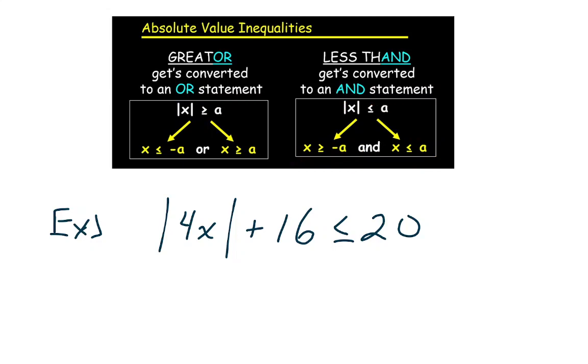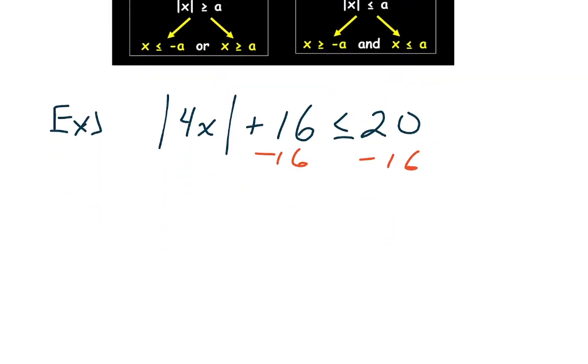What we see here is the absolute value of 4x plus 16 is less than 20. But more importantly, right now we see this absolute value is not isolated. You always want to isolate the heart of the equation. The heart of the equation is the part that's got the function. Again, in this case, it's the absolute value. So before we do any funny business here, we have to subtract 16 and isolate the absolute value of 4x.